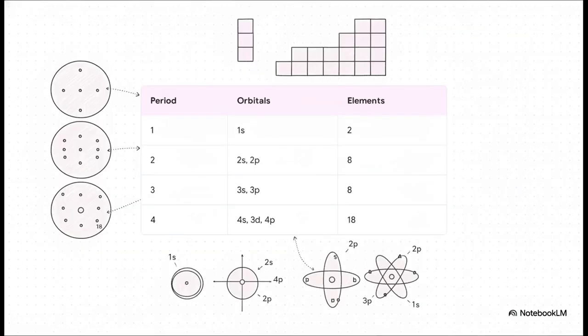So the absolutely crucial point here is that a period's length isn't just random. As you can see, the period number corresponds exactly to the number of shells. This dictates how many orbitals are occupied, and therefore how many elements can physically fit in that specific row. Take period 1, for example. It only has 2 elements, hydrogen and helium, because it only occupies the 1s orbital. Periods 2 and 3, they fit 8 elements. And by the time we hit period 4, we're occupying the 4s, 3d, and 4p orbitals, which expands the row to fit 18 elements. Pretty cool, right?